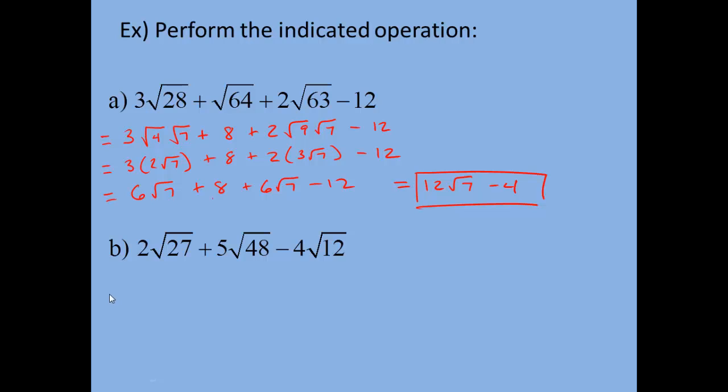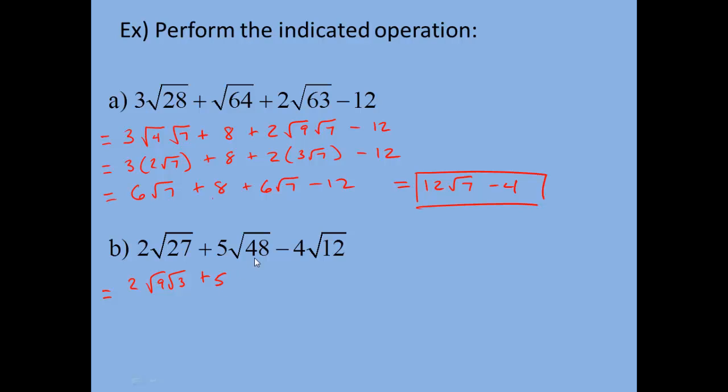Looking at another one down here. Again, we got 2 radical 27 plus 5 radical 48 minus 4 radical 12. Again, we want to simplify all of these radicals, breaking them down to the highest perfect square factor and another factor. So this is going to be 2 times, the square root of 27 is really the square root of 9 times square root of 3. All right, 9 being the perfect square factor, the highest perfect square factor of 27.